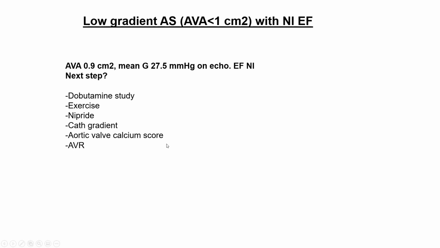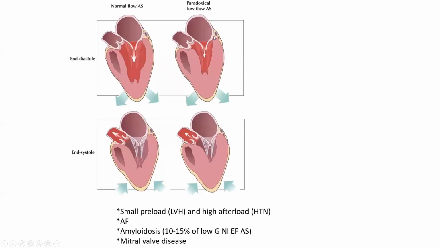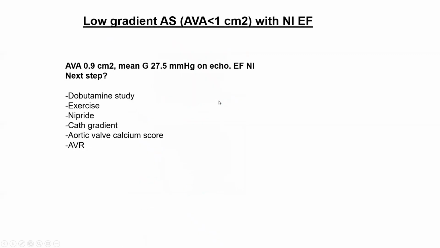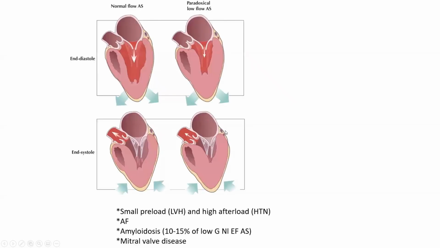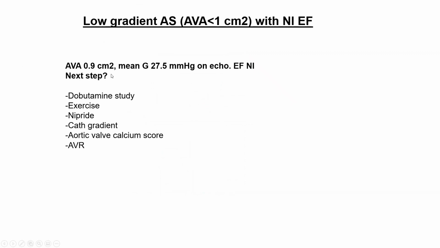So here's what I want to highlight, especially for the new fellows. In low gradient AS with normal EF, the issue is not contractility. The reason, even when it's true, and I will talk about truly severe AS with low gradient, because half the time, this is not truly severe AS. This is false echo measurement. Half the time, automatically, when you see this on echo, the immediate reflex, half the time it's incorrect. Now, the other half, it is a truly severe AS.